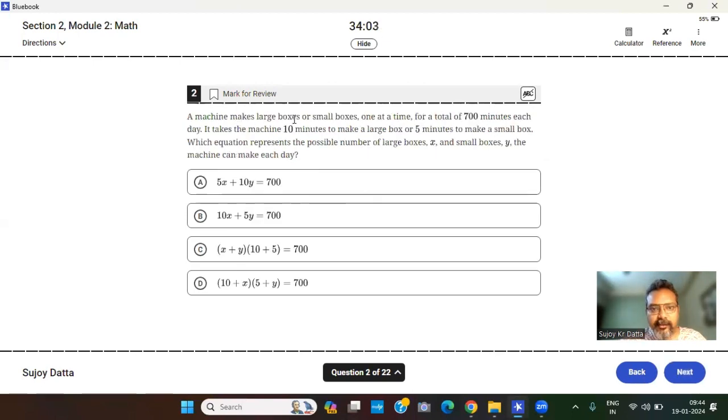A machine makes large boxes or small boxes one at a time for a total of 700 minutes each day. So in a day, it works for 700 minutes and makes some large boxes or some small boxes. It takes 10 minutes to make a large box, 5 minutes to make a small box. So large box takes 10, small box takes 5. x large boxes would take 10x. y small boxes would take 5y. So 10x plus 5y should be a total of 700. So 10x plus 5y is 700, option B.